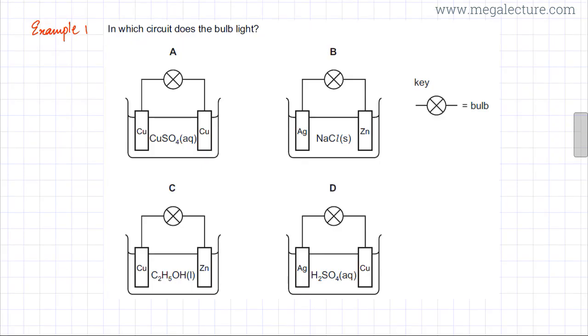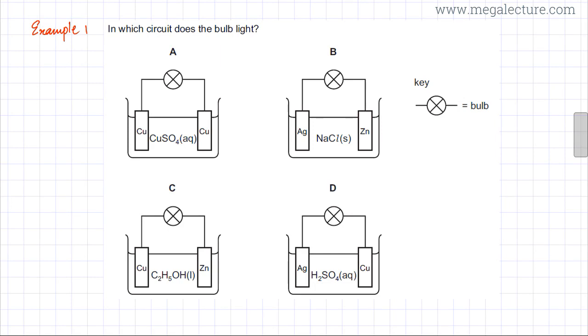I am now going to try and do a few example questions. For example, this question taken from a GCE paper states: in which circuit does the bulb light? There are 4 electrochemical cells drawn, and I need to figure out in which circuit there would be a flow of current. This symbol here represents the bulb. In which circuit would the bulb light?